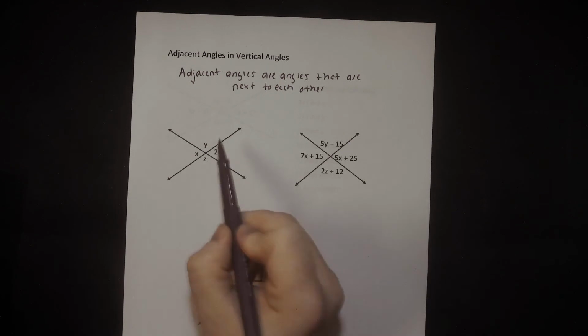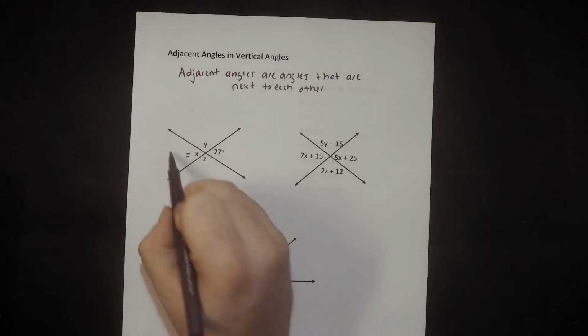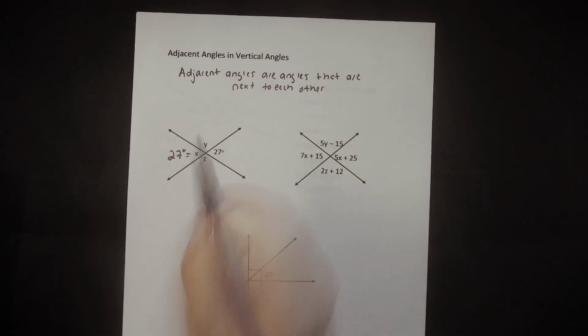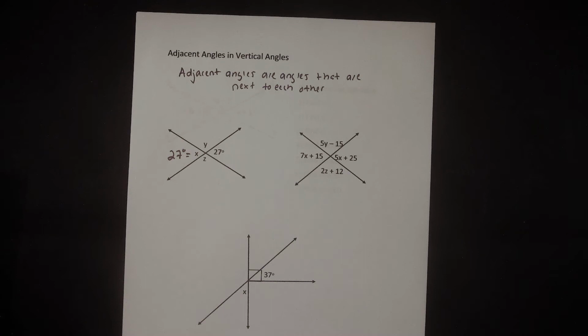Well, if I look at this situation down here, I still know that this is 27 degrees because they are equal to each other. But what I don't know is what y and z are. I know y and z have to be the same thing because they're vertical, just like x and 27 have to be the same thing because they're vertical. But I don't know without something else what y and z is. But we do have something else.